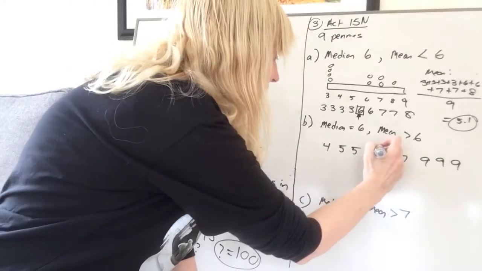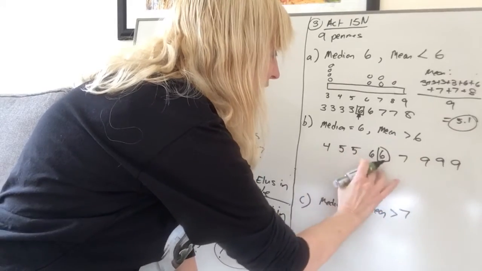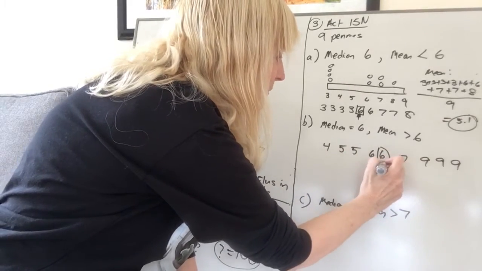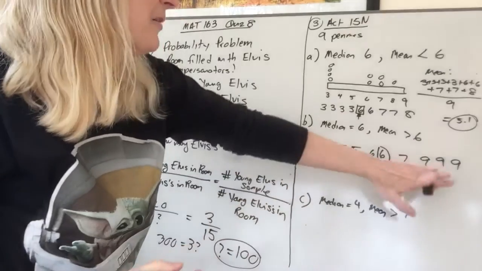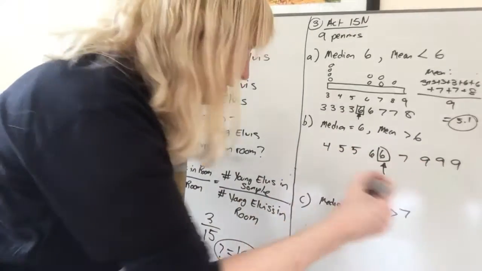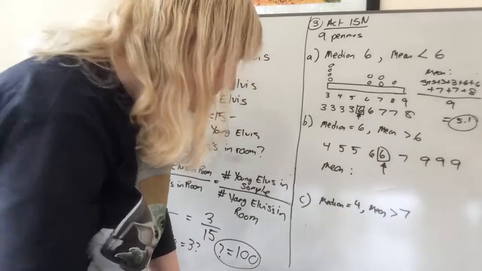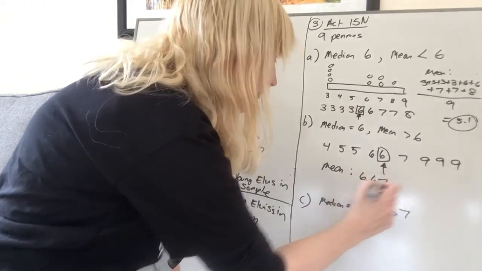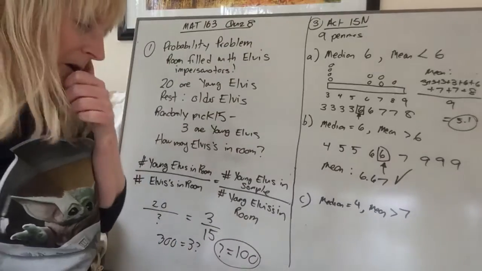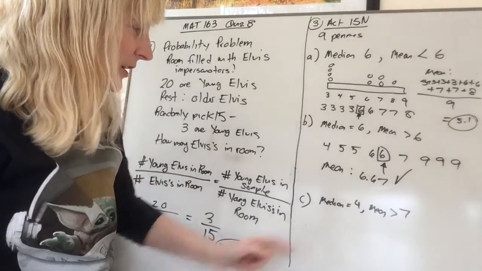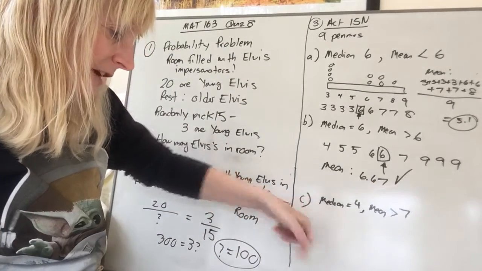The median is still going to be 6. That's the middle number. Count in 4, right? It's the middle guy. That's still the median. But so now the numbers are kind of bigger. So if you add those up and divide by 9, I got a mean of 6.67. So yeah, I did it. Okay, the last one, how about median of 4, mean greater than 7?